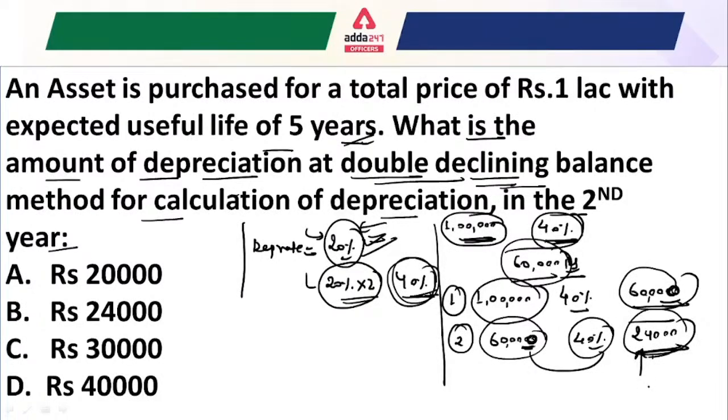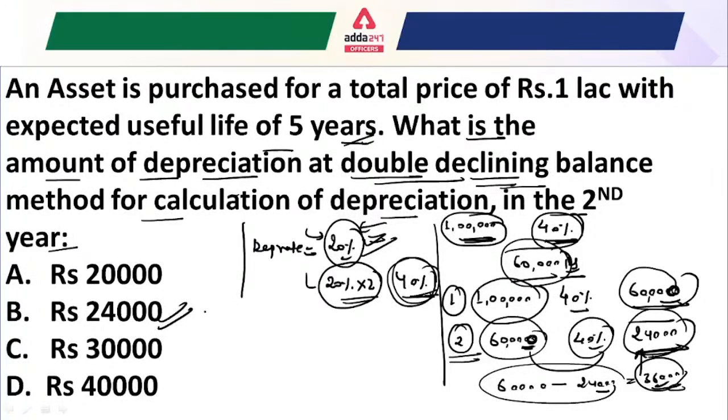Okay. And if we are talking about what will be the value of the machine for the second year, you only have to subtract this 24,000 from the 60,000 rupees, and the value would be 36,000 rupees. That would be your machine value. So in this question the right answer will be 24,000. That is your amount of the depreciation.